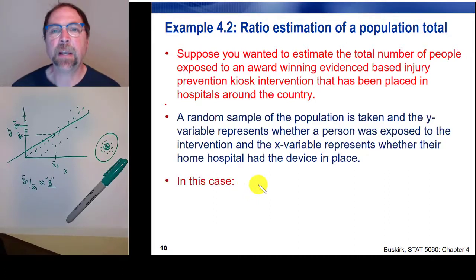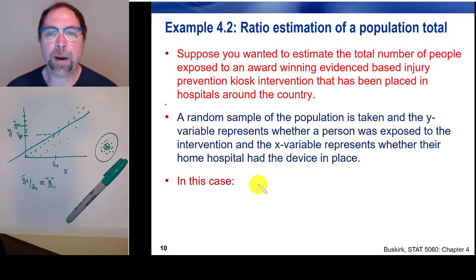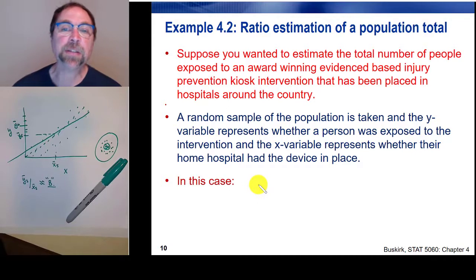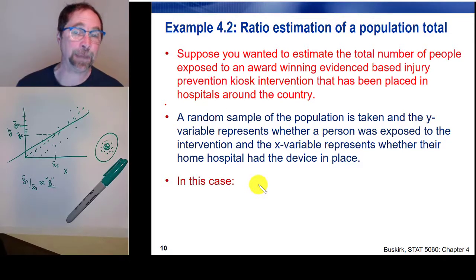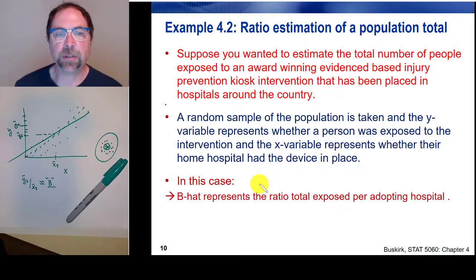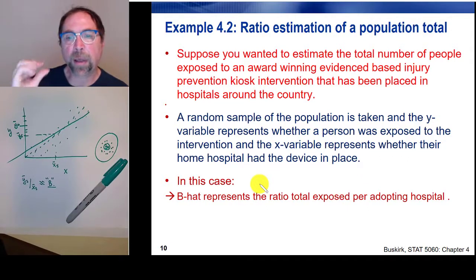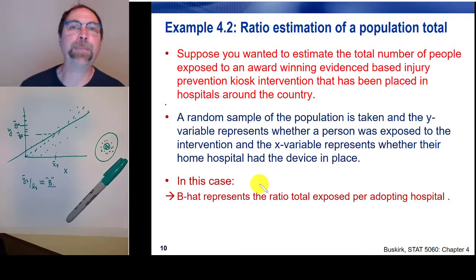In this case, we could take a random sample of the population, and the Y variable represents whether a person was exposed to the intervention, and the X variable represents whether their hospital had the device in place. This is an interesting thing because in this example, the X variable is a binary variable. It isn't a continuous variable. It's a 0-1 variable. So our B hat represents the ratio of the total patients exposed per adopting hospital.